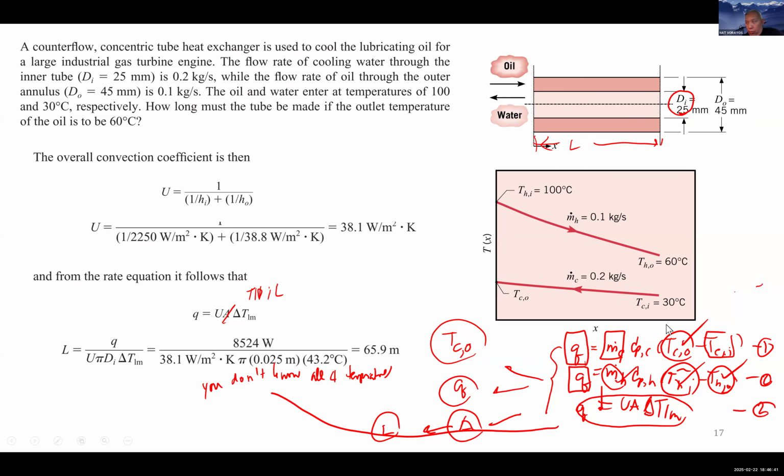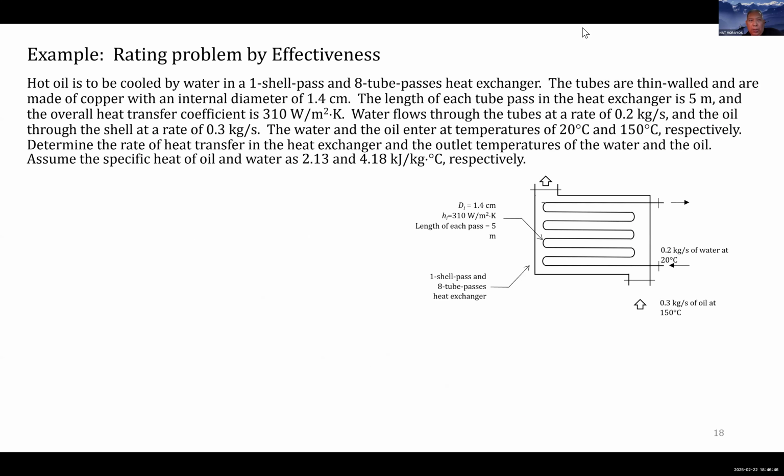So now, in some problems you cannot get the opportunity to use the log-mean temperature at all. This is the example that I'm talking about. Hot oil is to be cooled by water in 1 shell pass and 8 tube passes heat exchanger. This is 1 shell.